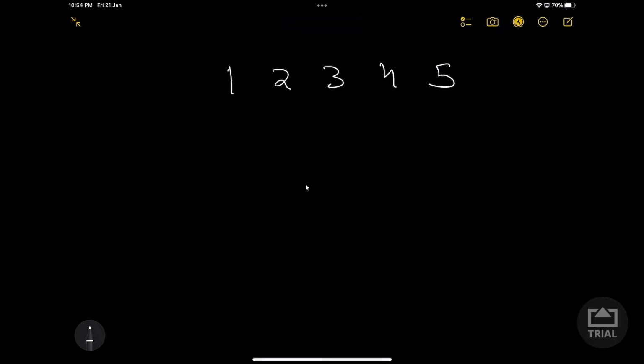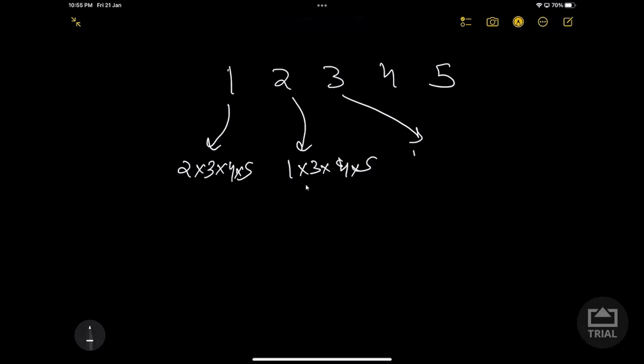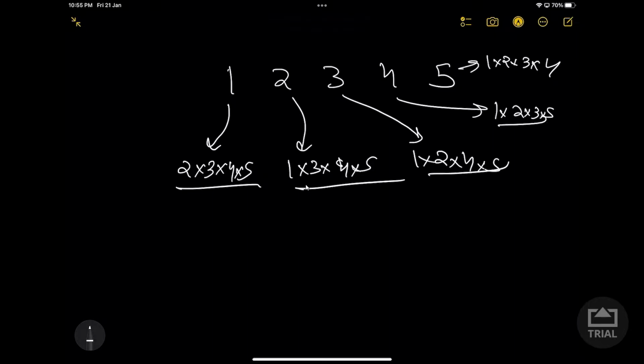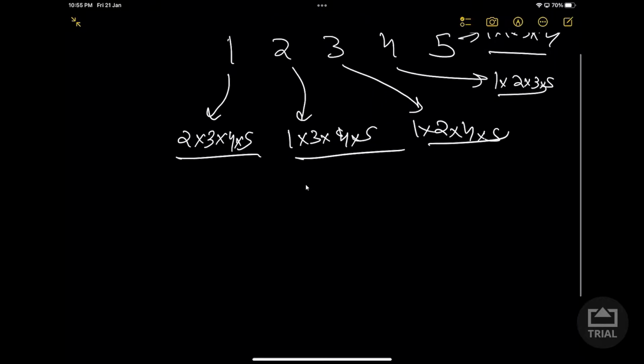value. Let's see how. For this, it will be 2 into 3 into 4 into 5. For this, it will be 1 into, we will leave 2, into 3 into 4 into 5. For this, it will be 1 into 2, we will leave 3, into 4 into 5. For this, 1 into 2 into 3 into 5. And for this, 1 into 2 into 3 into 4. So we'll get these values. So this will be an answer. So how to find these values?